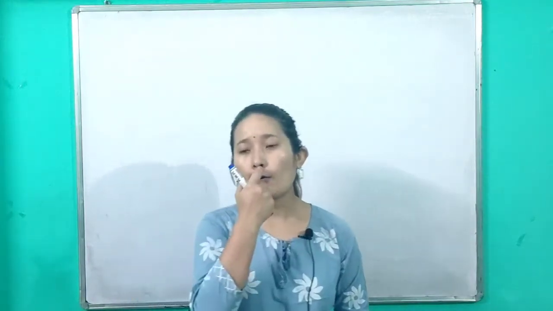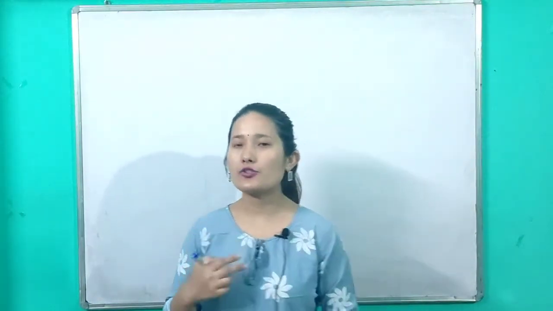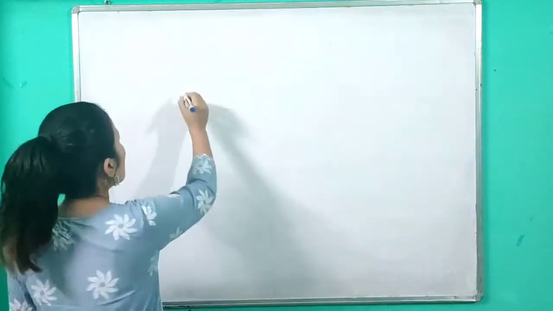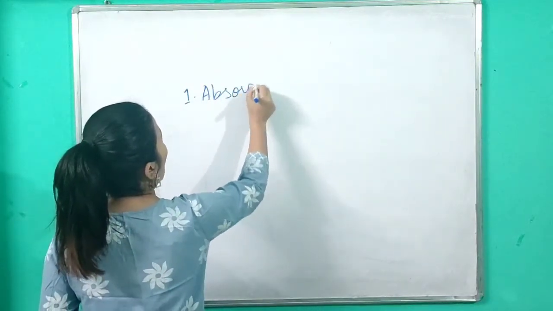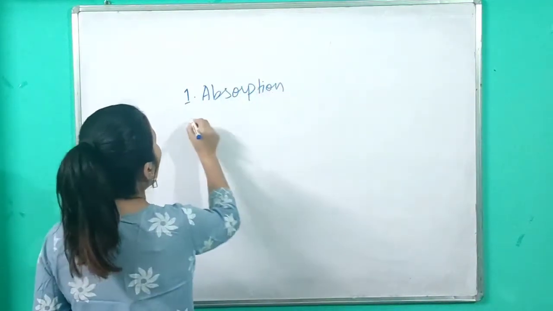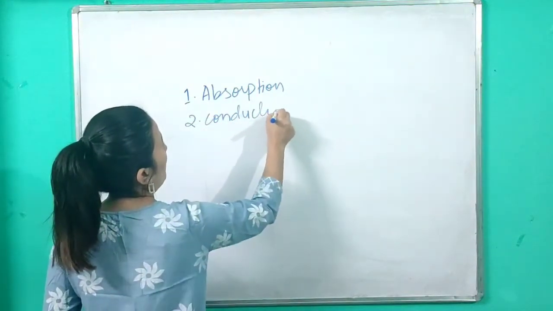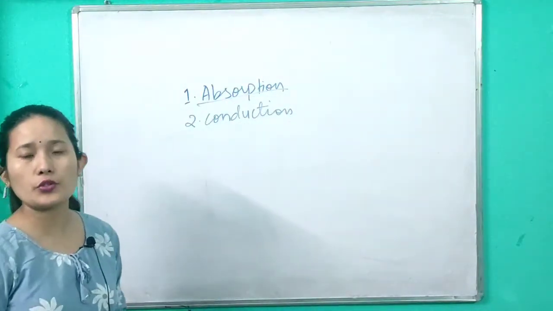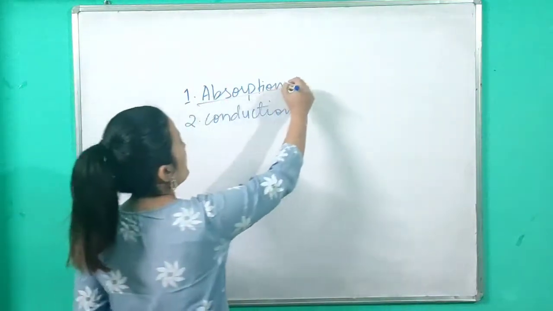Okay, now for the water to be transported throughout the plant, the plant has to undergo these two steps. First is absorption, then would be conduction. Plants first have to absorb the water, only then can they transport it throughout the different parts of the plant, right? So first would be absorption.